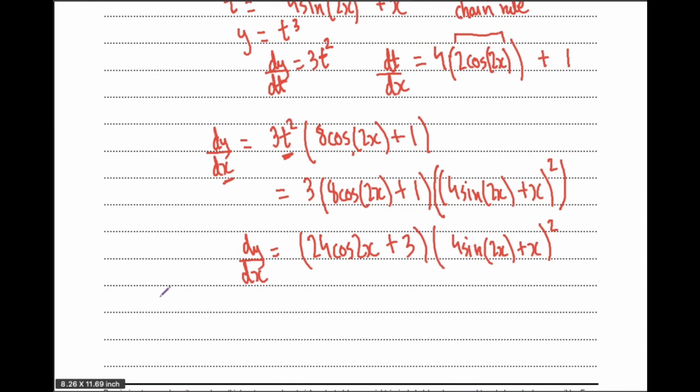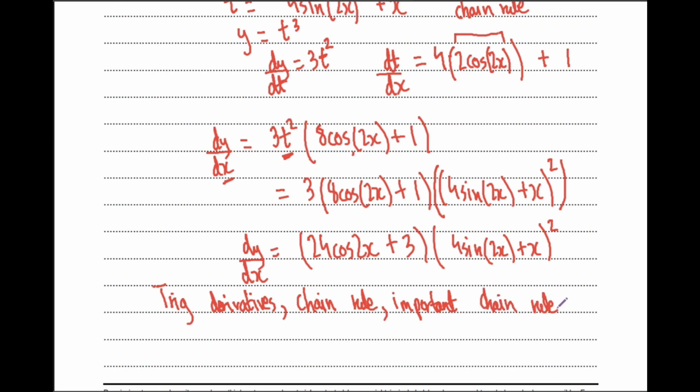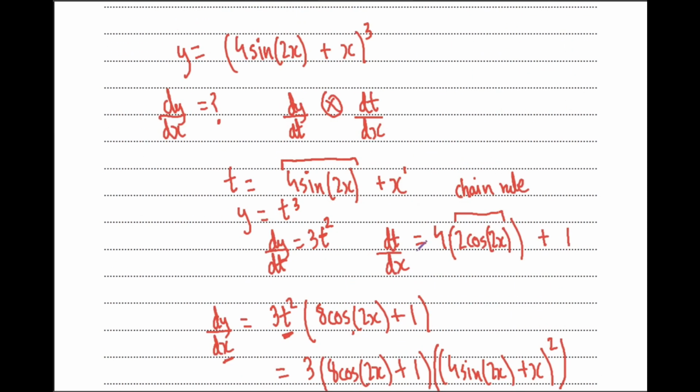So what have we learned today? So we've learned about trig derivatives. We've learned about chain rule. Honestly, that's all we've learned, but we have learned how important the chain rule actually is. Because you're taking derivatives of things that you don't even know what this looks like. You don't know what 4 sine 2x plus x cubed looks like.